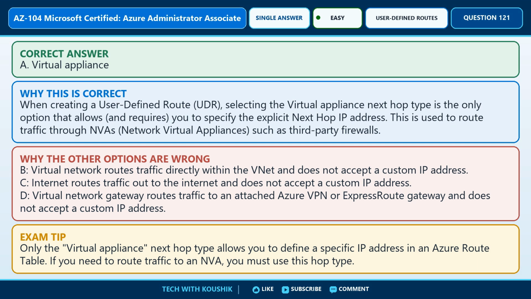Only the virtual appliance next hop type allows you to define a specific IP address in an Azure route table. If you need to route traffic to an NVA, you must use this hop type.